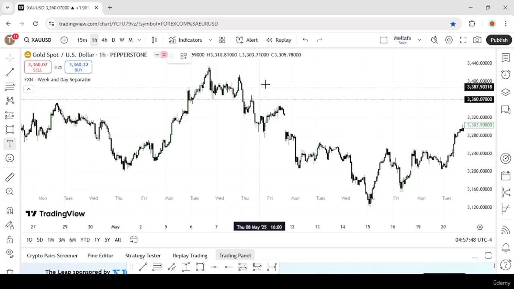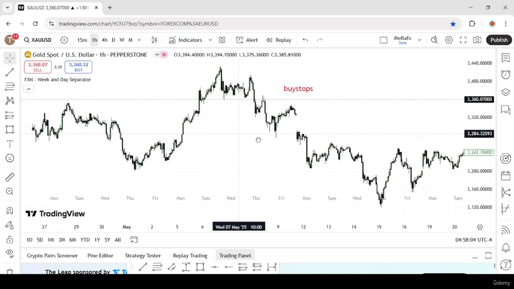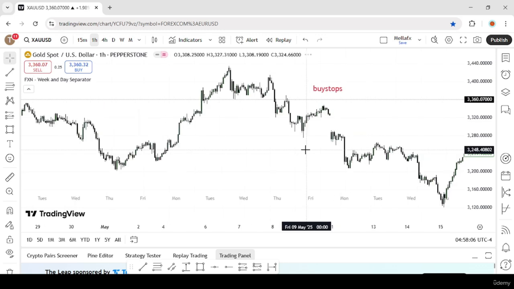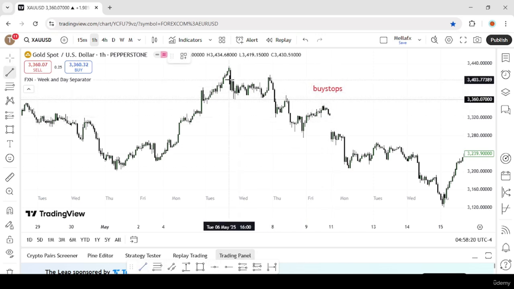Welcome back to this lesson, and in this lesson we'll be discussing buy stops. These are orders that are residing above the current market price. Another name you can use for buy stops is buy side liquidity, because it is liquidity or orders that are above current market price. An example of this is like here.